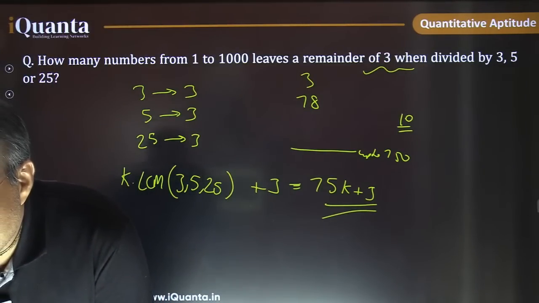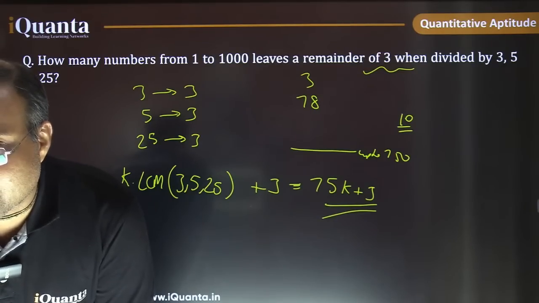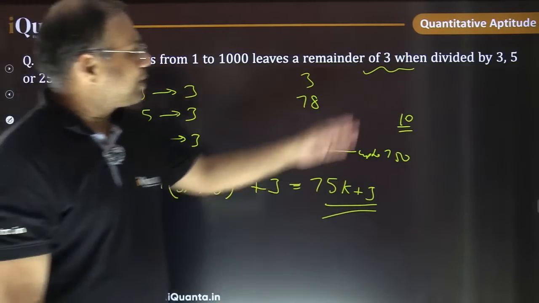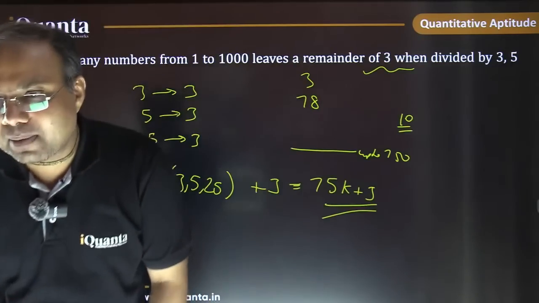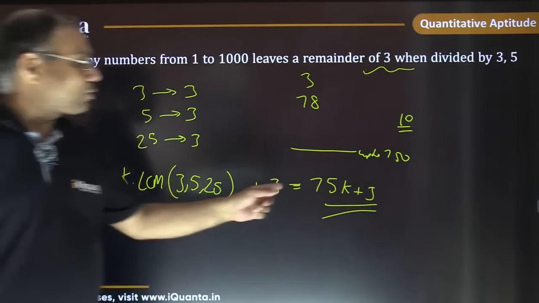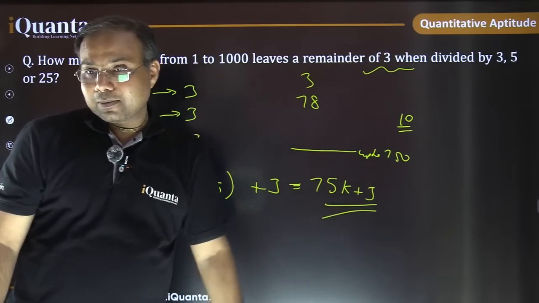If a number is divisible by 3, how can it give remainder 3? Oh, consider that as 0, it is the same thing. Remainder 3 when divided by 3 means remainder 0 basically. The number is divisible by 3, it is a multiple. When I say the number is of the form 75k plus 3, this number is divisible by 3, isn't it?